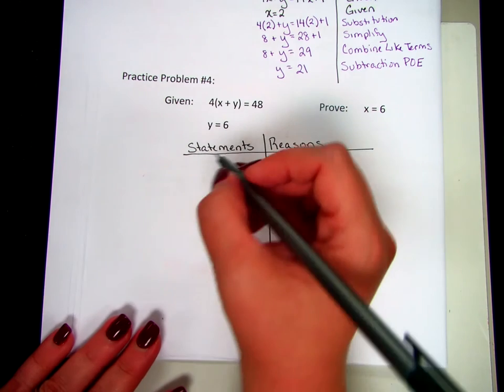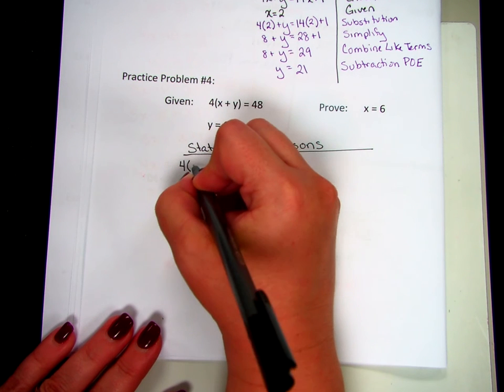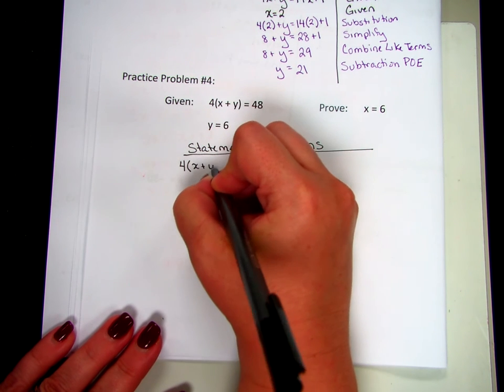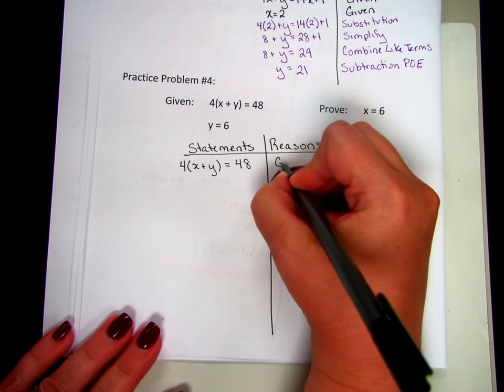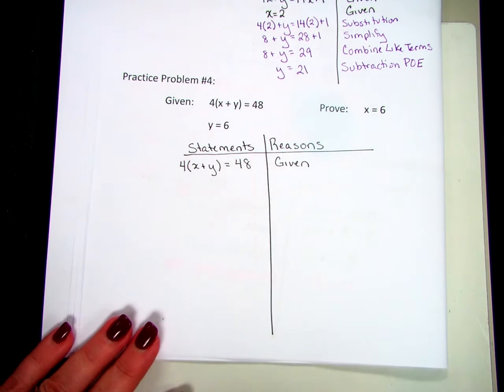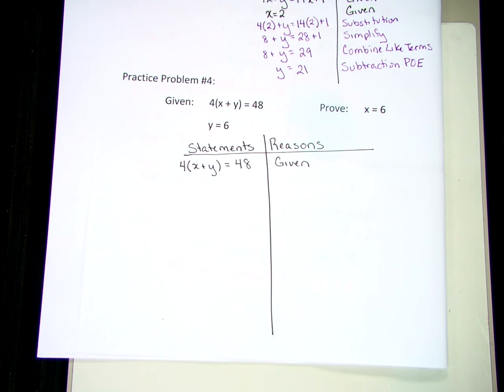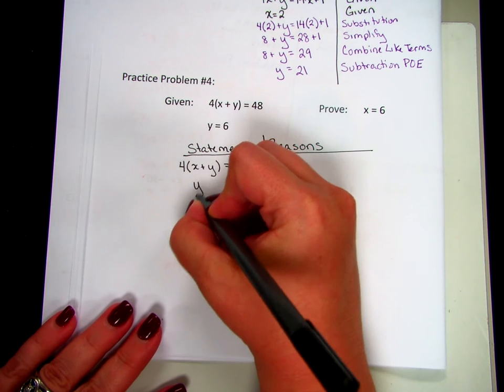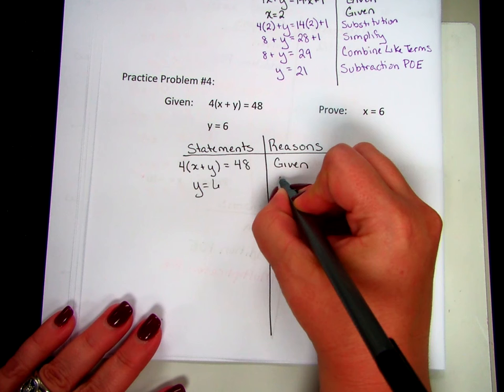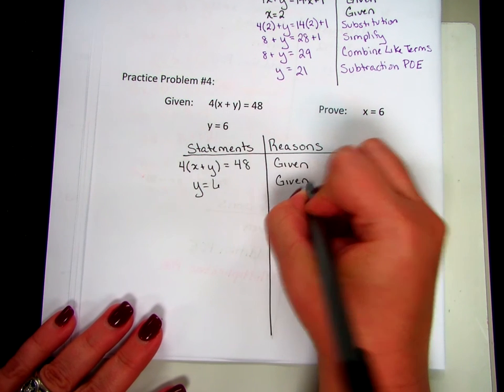My first given is 4 times x plus y equals 48. That was given. So now I have two options. I can either start getting rid of those parentheses by distributing, or I can put my next given. Either one is correct. What do we want to do? Okay, let's go with the next given. Y equals 6 is given.